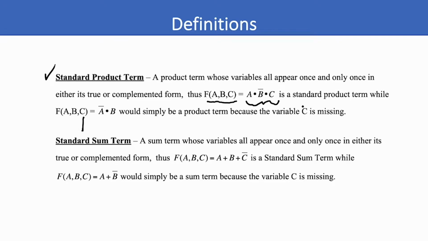A standard sum term is a sum term whose variables all appear once and only once in either its true or complemented form. Thus, function of abc equals a plus b plus c bar. This is a sum term, and it's a standard sum term because all the literals a, b, and c appear in that sum term, a, b plus c bar. Alternatively, if you have a sum term f of abc equals a plus b bar, this would not be a standard sum term because it's missing the variable c.